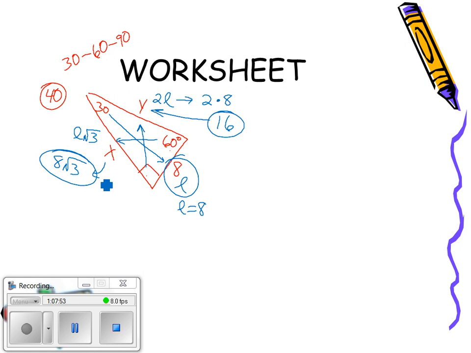Don't make these harder than they are because you haven't dealt with the radicals a whole lot. That's just another way to write something, just like a decimal form or a fraction form. Radical form is just another way to write something. So 8 radical 3 is just another kind of number.